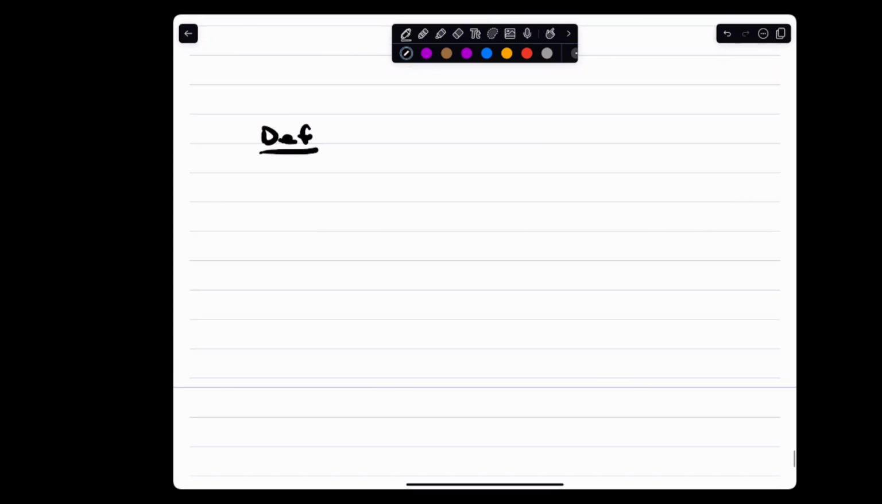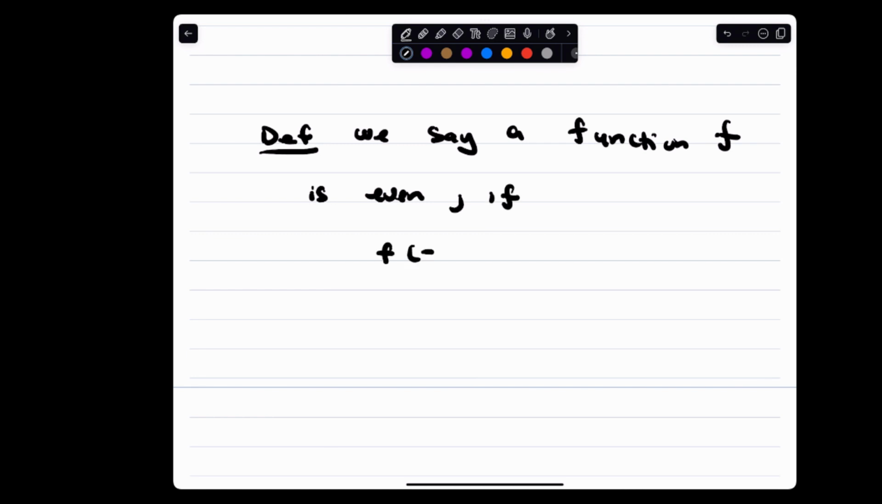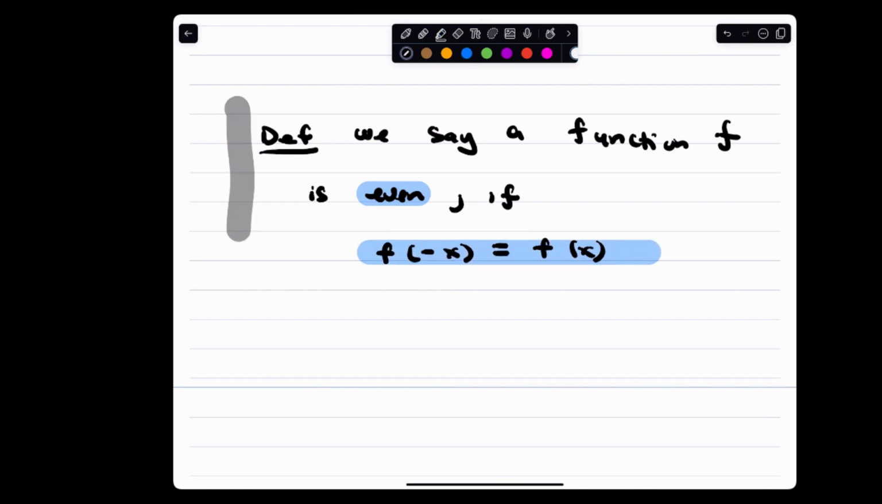Definition. We say a function f is what? Even if f of minus x equals f of x. This is what we mean by an even function. This is really the criteria right here. So if you said, have I ever seen that before? You've seen that today.